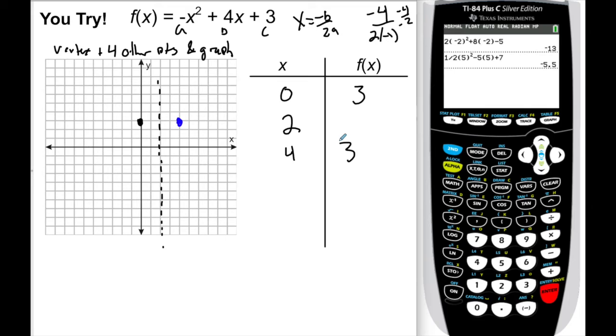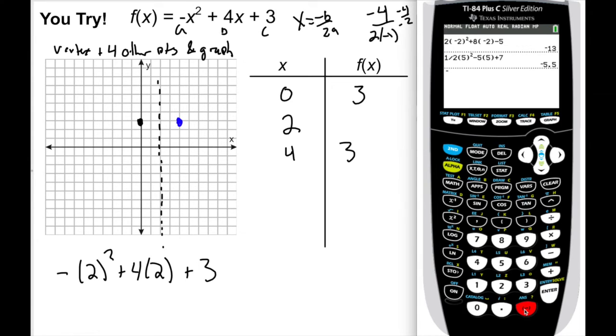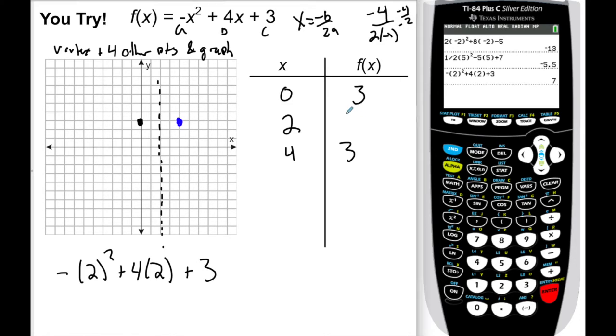Okay, so now I need to find the y when x is 2. So I'll do negative 2 squared plus 4 times 2 plus 3. Okay, so here I'll do it in the calculator as well. So negative, and use this minus. You're not subtracting, you're doing opposite. Okay, negative 2 squared plus 4 times 2 plus 3 is 7. Which makes sense. It should be larger.